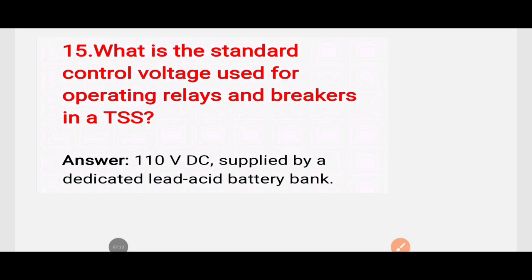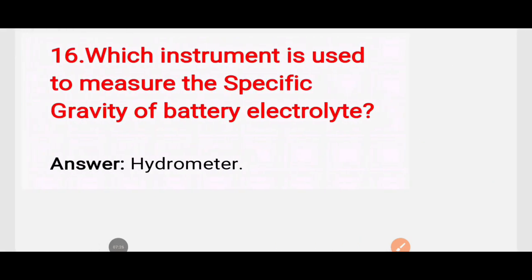Next, which instrument is used to measure the specific gravity of battery electrolyte? For measuring specific gravity of battery electrolyte, we use a hydrometer. Next, minimum working clearance for 25 kV AC. Minimum working clearance for 25 kV AC is 2 meters.